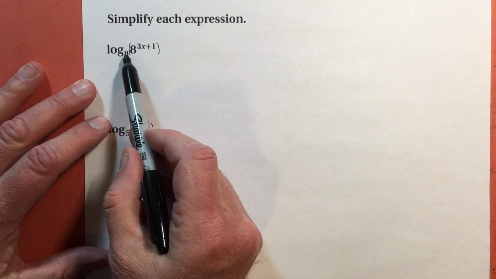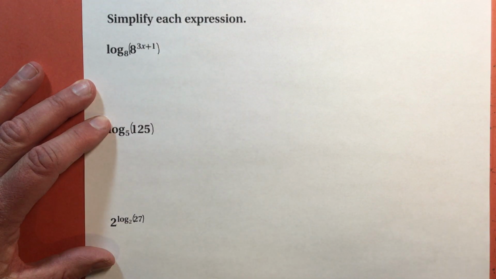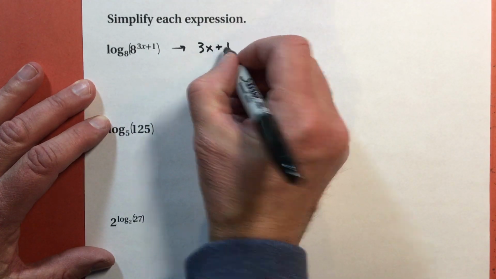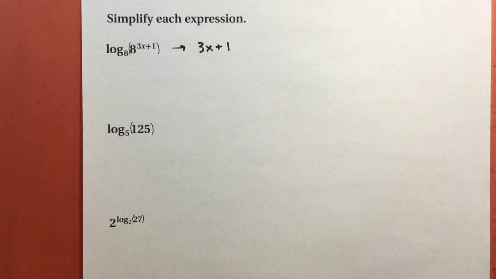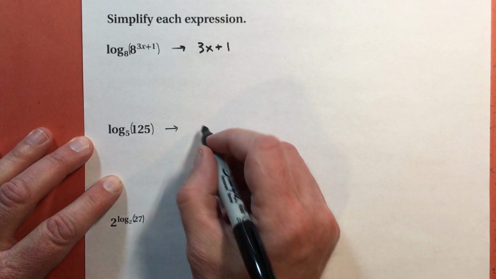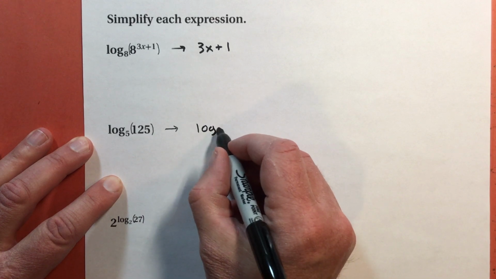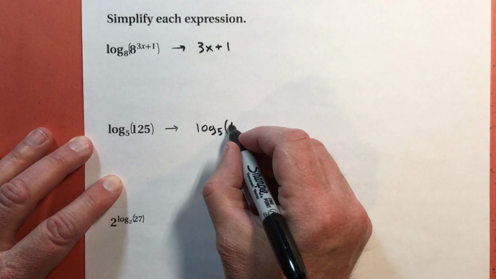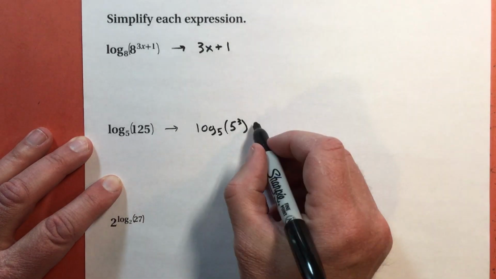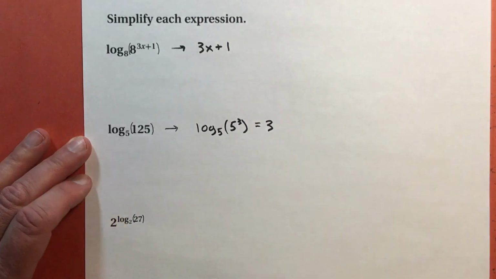All right, so this is log base 8 of 8 to that power. Remember, the logarithm is the exponent. This is just whatever 3x plus 1 is. And you're probably thinking, is that it? Yeah, that's it. This one I have to do a little bit of work. This is log base 5 of 125. I know 125 is 5 to the third power. So again, the logarithm is the exponent. This just equals 3.